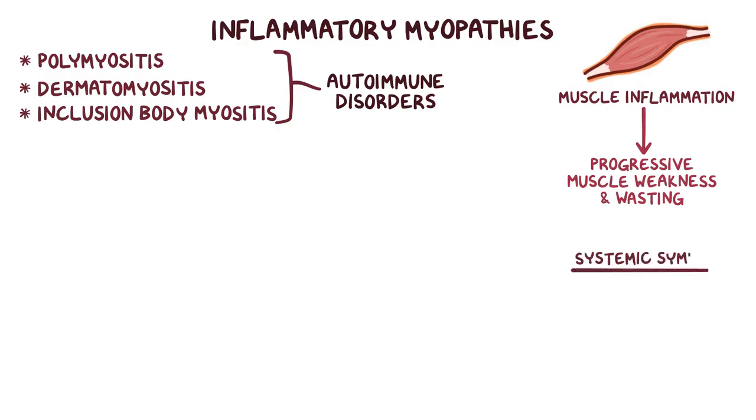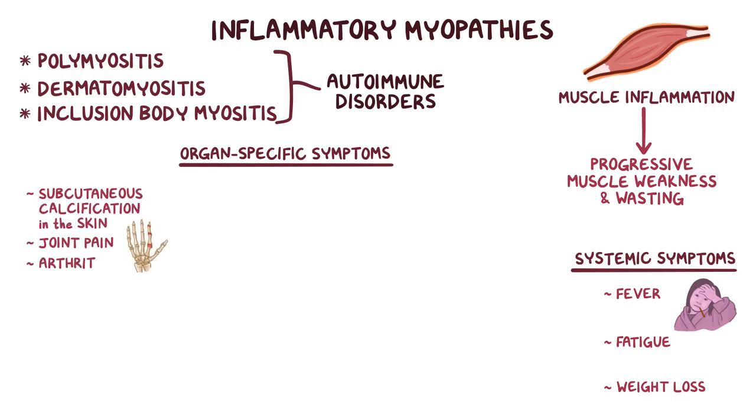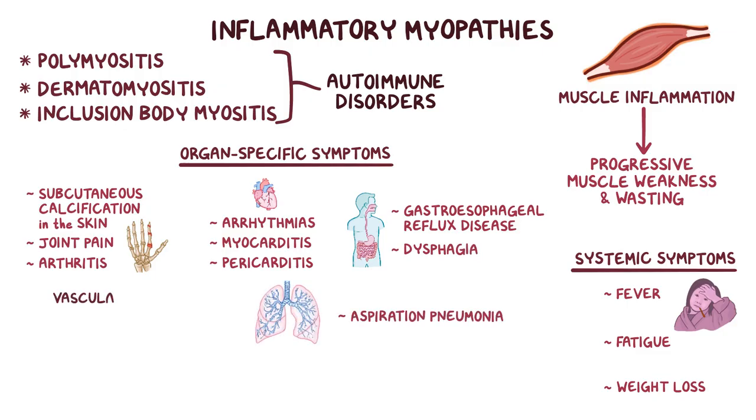Usually, there are also systemic symptoms like fever, fatigue, and weight loss, as well as other organ specific symptoms. There can be subcutaneous calcification in the skin, joint pain and arthritis, cardiovascular conditions like arrhythmias, myocarditis, and pericarditis, gastrointestinal conditions like gastroesophageal reflux disease and dysphagia, respiratory problems like aspiration pneumonia, and vascular problems like Raynaud's phenomenon, where arterial spasm causes reduced blood flow to the fingers.